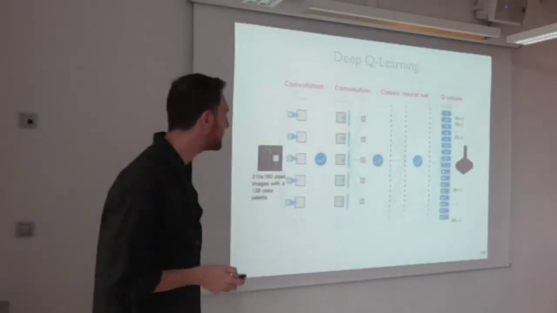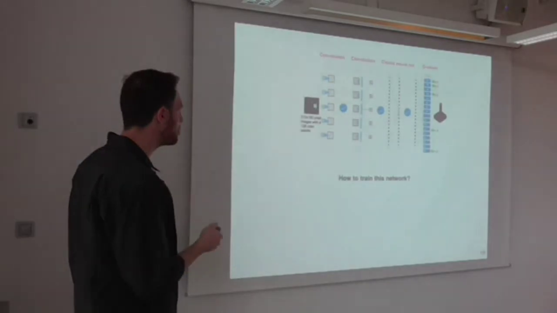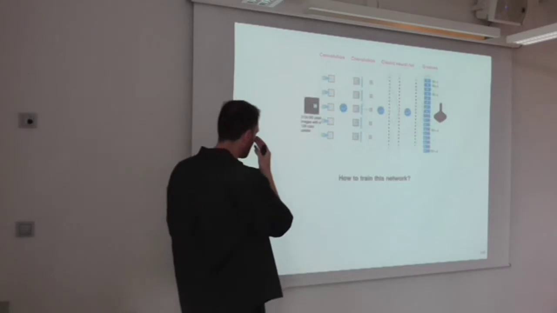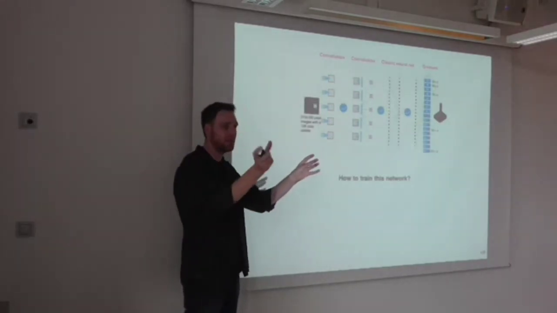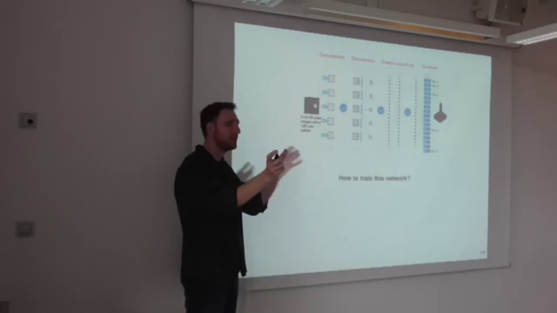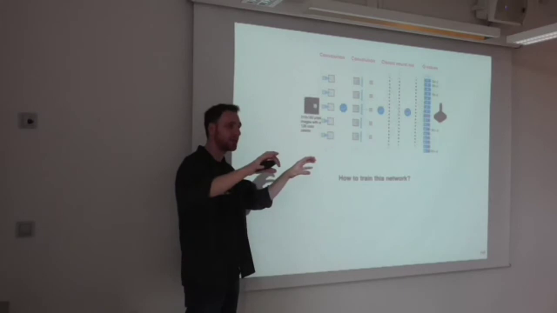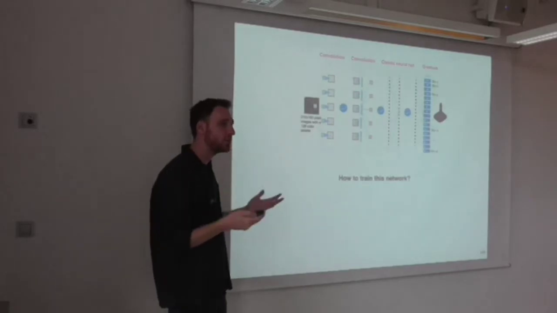But the problem is, how do we train this? Because in supervised learning, like image classification, we could provide the network with a bunch of examples of this picture of a cat. You say the label, this is a cat, right? So you present labels of input and the correct output. If we want this network to produce the Q values, how would we train it?